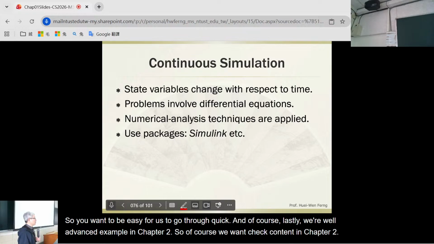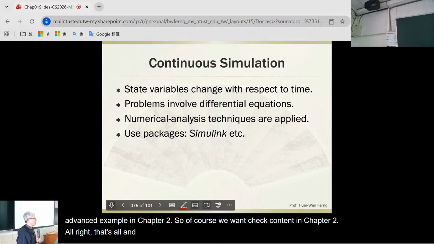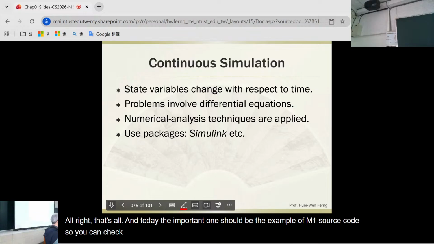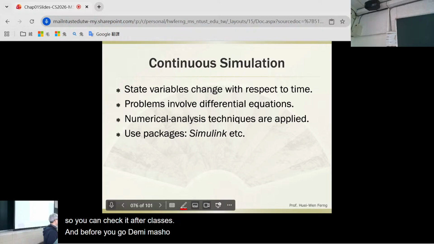All right, that's all. Today the important part is the example of the M1 source code, so you can check it after class. And before you go, let me ask if you have any questions about the code of M1 today.